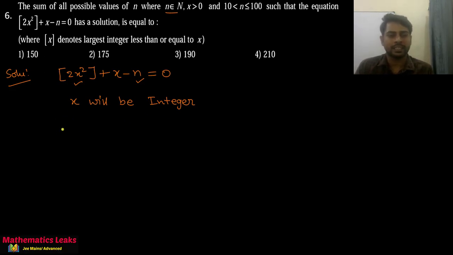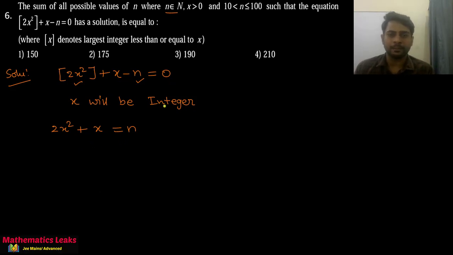So now from here you can say the greatest integer of an integral value will always be that integral value. So you can write down 2x square plus x is equal to n, we are taking n on this side. What I have done here is, the greatest integer of any integral value is that integer itself. So x will be an integer only. So in that case 2x square is obviously an integer. So its greatest integer will be 2x square only, right? So 2x square plus x is equal to n, we are taking on that side.